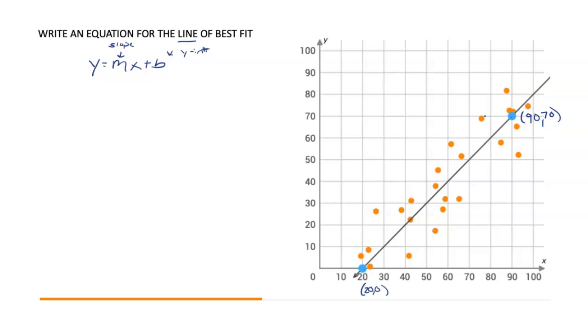Now there's a couple of ways you can do that. Remember, we had a formula that said m equals y2 minus y1 over x2 minus x1. So using this formula, if this is my y2, I would say 70 minus 0 over 90 minus 20. 70 minus 0 is 70, and 90 minus 20 is 70, and 70 divided by 70, well, any number divided by itself is 1. So I would know my slope.